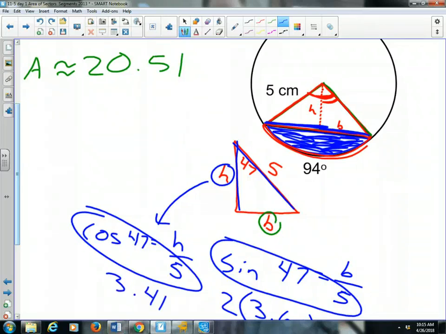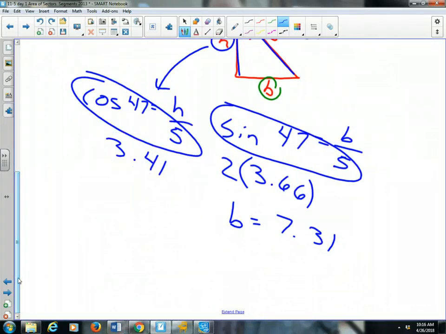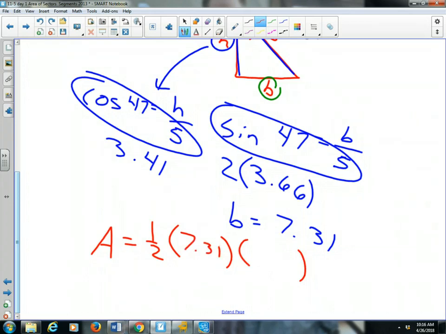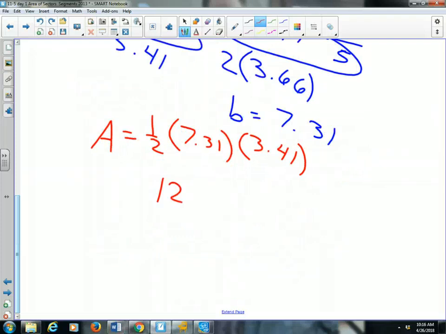3.41. Okay, so we did all this to find the area of the triangle. The area of the triangle is 1/2 base times height. The base, 7.31. The height, 3.41. What a day, what a day. So we multiply all three of those together, and the area of the triangle is 12.47, roughly.